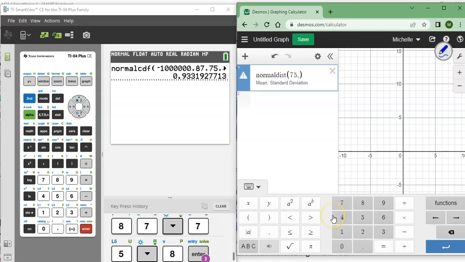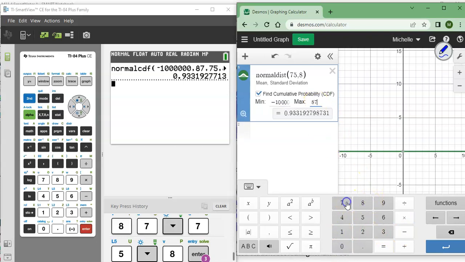And then we're going to put, comma, yes, our 8, which is our standard deviation. Then our minimum: notice they had negative infinity there, but we're just going to keep our negative 1 million. That's going to be our minimum. And then our maximum, we had 87, right? So there it is, same answer, okay? So again, go under functions, under normal distribution, make sure you click this find cumulative probability because that's how you're going to be able to put in your min and your max, okay?